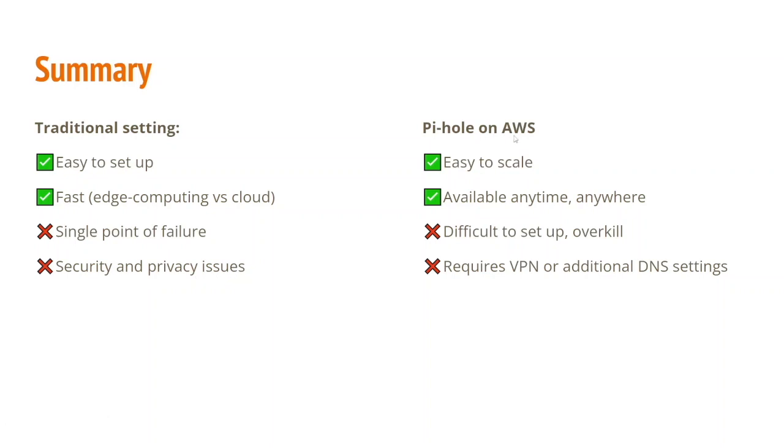For Pi-hole on AWS, it is easy to scale. It is available anywhere, anytime. However, the initial setup is a little bit difficult. To use the EC2 instance, even the cheapest one will be a bit overkill because the resources required are really small. And also, when you use the Pi-hole service on AWS, you need to either connect it to the VPN or perform some additional DNS settings. So that's the end of our presentation.